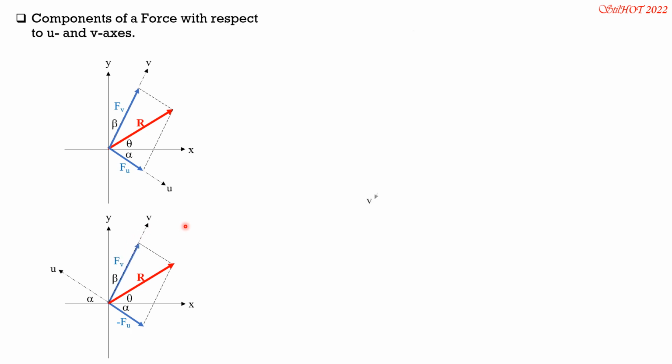Then the third case is when both the u and the v components are negative. Same technique: you draw lines through the tip of the force parallel to this set of axes. Then this is Fu, which is negative, as expected, because it is in the opposite direction of u. And this is Fv, which is also opposite in the direction of v, so it's also negative. Now, use law of sines to compute these components.